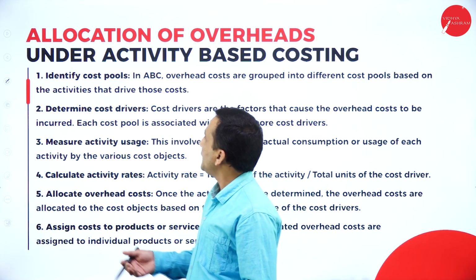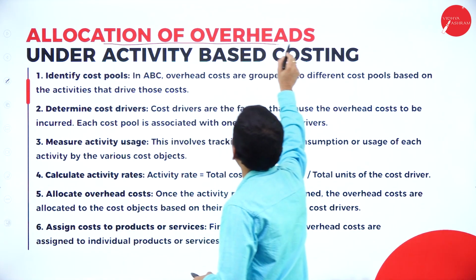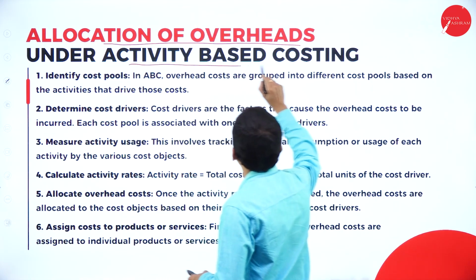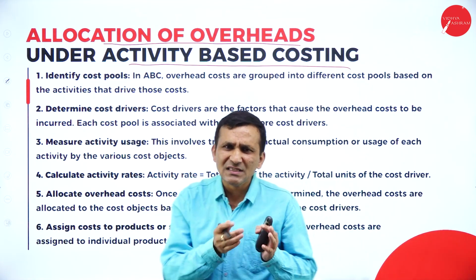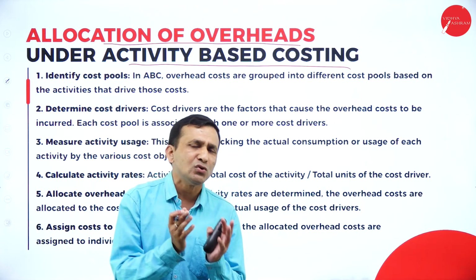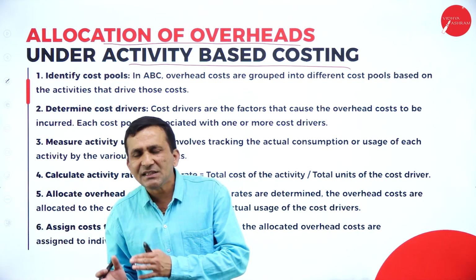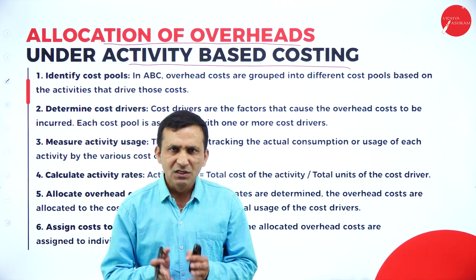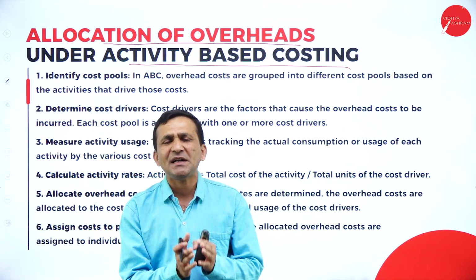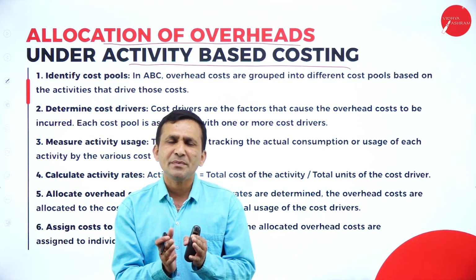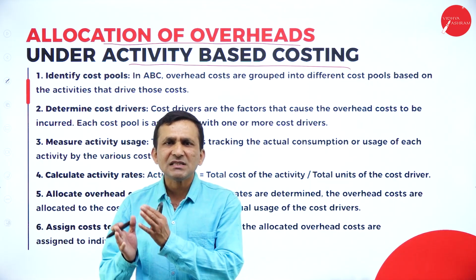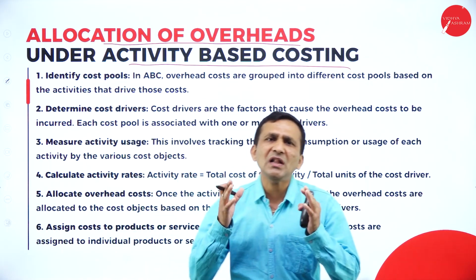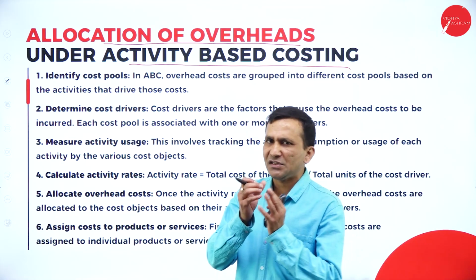Moving forward, the first one is the allocation of overheads under activity-based costing. There is a lot of difference when you compare it to traditional costing. In each and every activity, if you take any respective department, the purchase department has a number of activities, the sales department has a number of activities, and all the costs are pooled, right? So which is the cost driving?